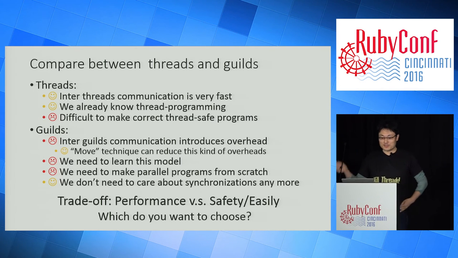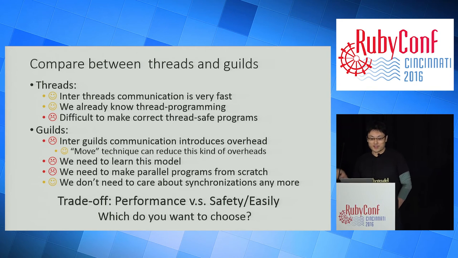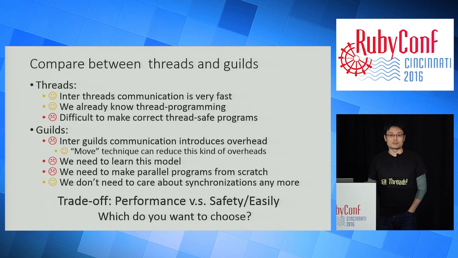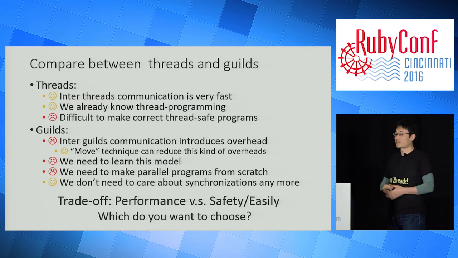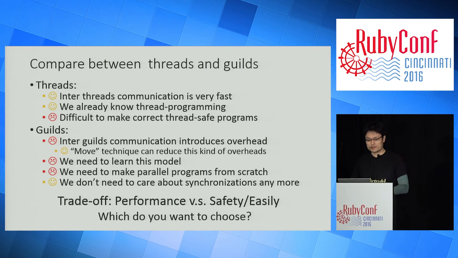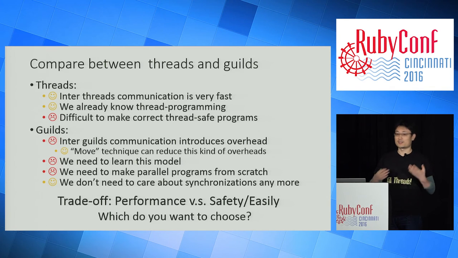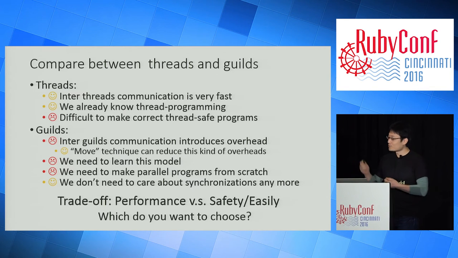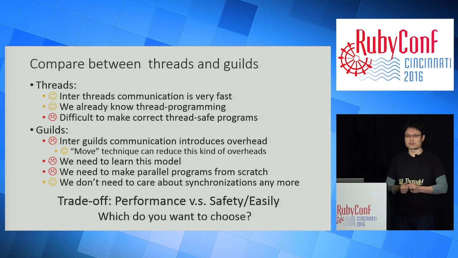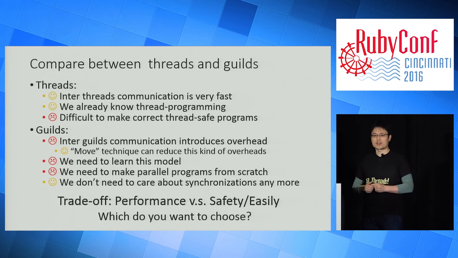So there are advantages and disadvantages. And with guilds, we have several disadvantages. We need to introduce some overhead to achieve inter-guild communication. Also, nobody knows about this model, and we need to make parallel programs using guilds from scratch. But we don't need to care about synchronization anymore, so it is very easy, I hope. And also the move technique reduces the overhead of inter-guild communication. So I think this is a trade-off between performance, safety, and ease.